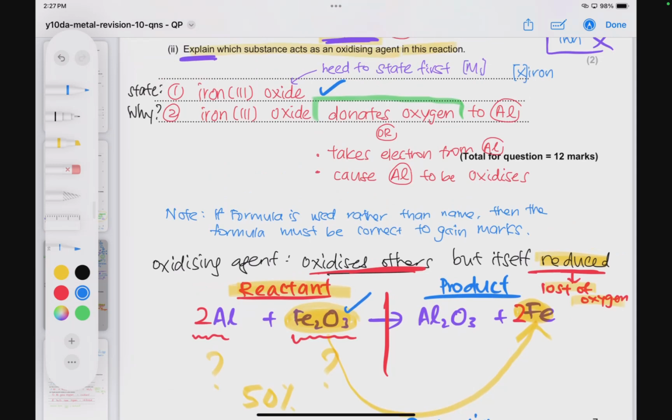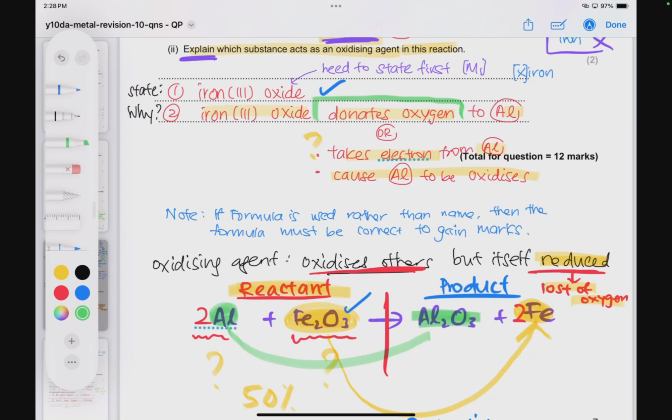Then you need to explain why it is the oxidizing agent. It's because you can use the word donate oxygen to aluminium. You could use the words it takes electron from aluminium, although some of you will find this really, really hard to see unless you write out the half equation. Or you could simply say that it causes aluminium to be oxidized, because if you take a look here, aluminium gains oxygen and becomes Al2O3. What I will write as an alternative is iron 3 oxide loses oxygen to become Fe. That would definitely get you the marks as well.